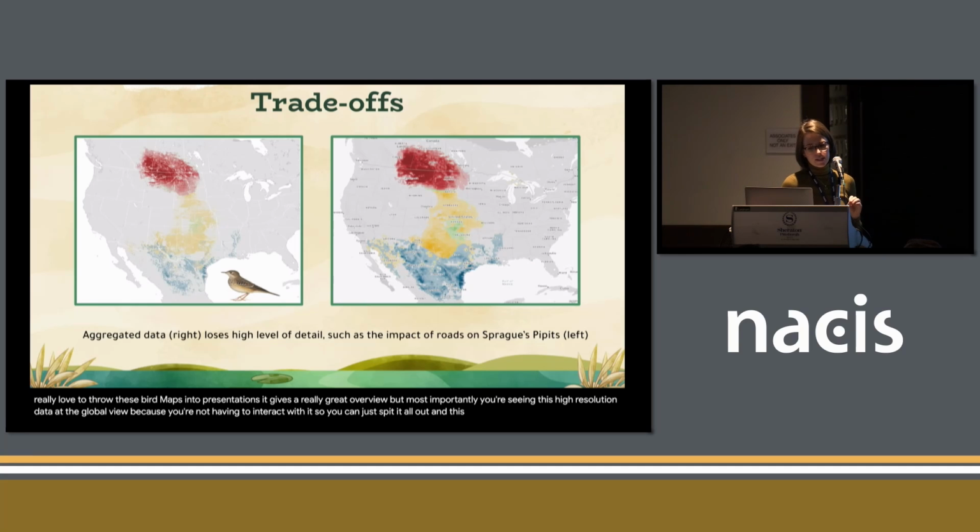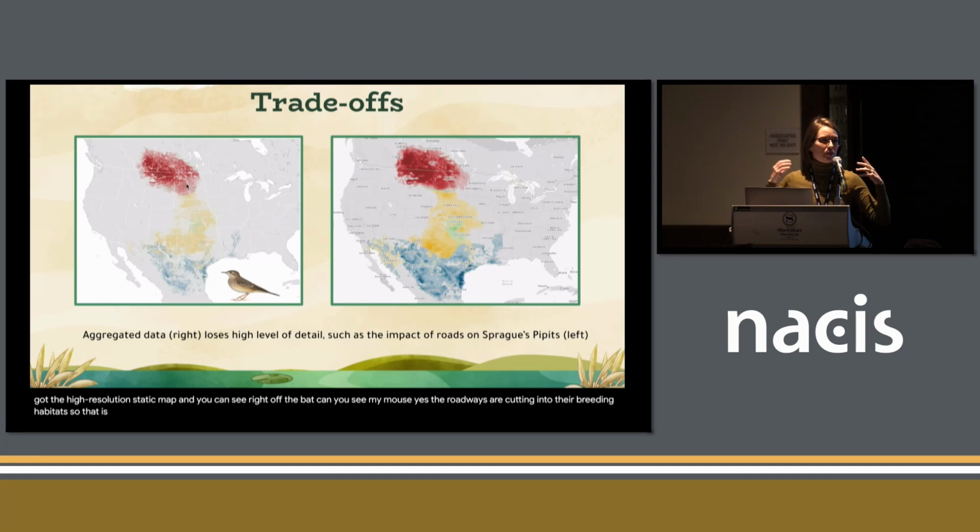In this particular example, you're looking at a grassland species, and on the left, you have the high-resolution static map. And you can see right off the bat, can you see my mouse? Yes, that roadways are cutting into their breeding habitats. So that is a potential research question or research answer. You can see that right off the bat.